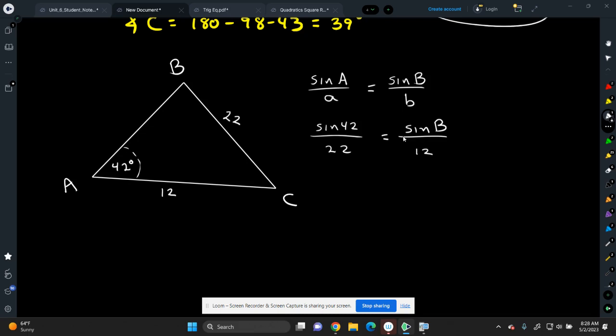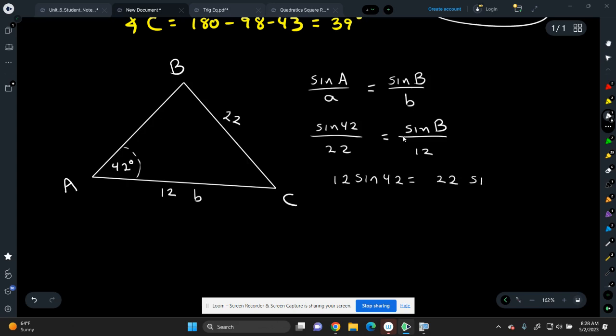So you understand why I use the A, right? Sine A over A? Well, if I look at the other information I have, this is side B. Since it's side B that I have, I'm going to use the sine B over B. Okay, so we're going to cross multiply. 12 sine 42 equals 22 sine B.